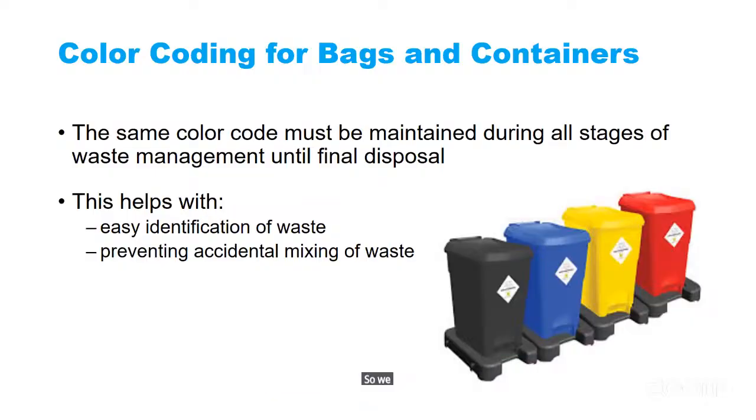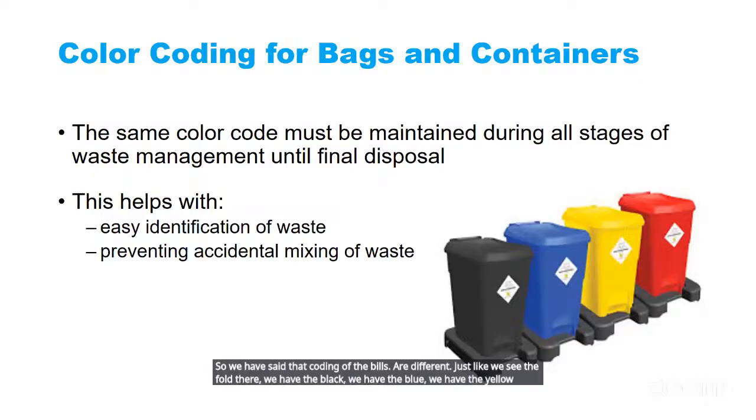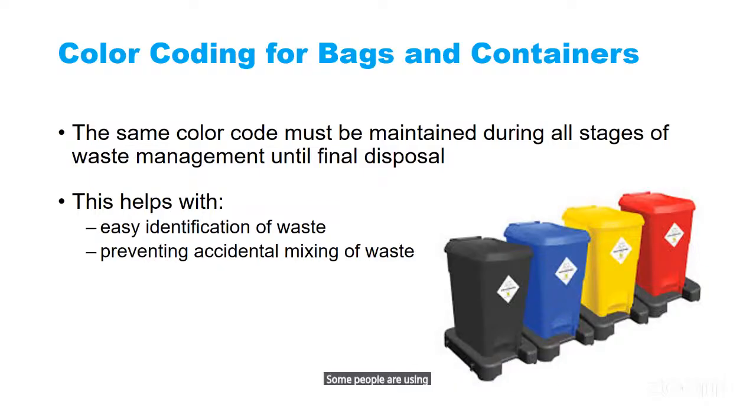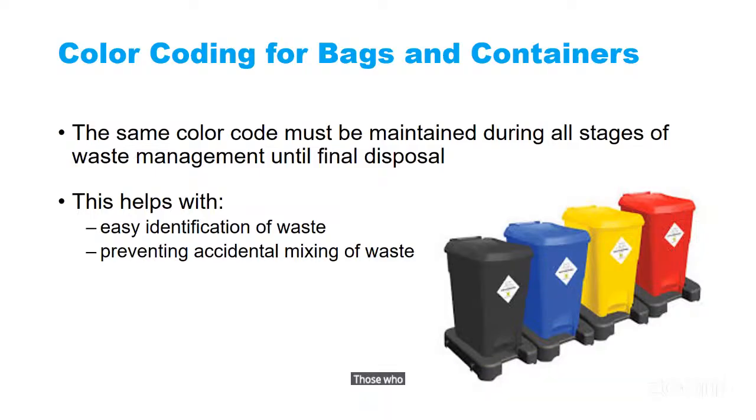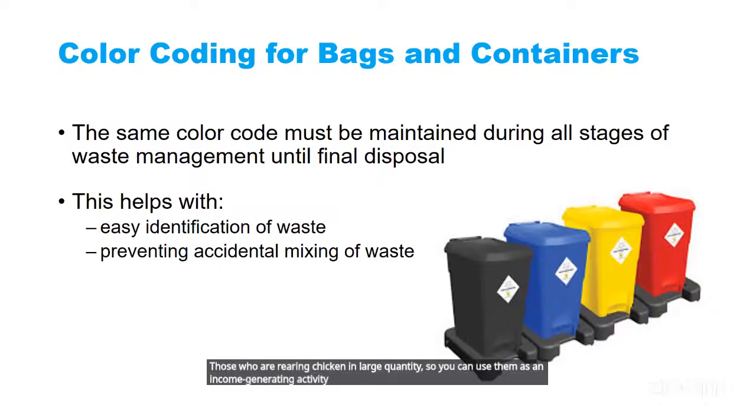So we have said that the coding of the bins is different. Just like we see the four there, we have the black, the blue, the yellow, and the red. I know we are more familiar with the black, red, and yellow, but the blue one, the clear one, is coming in because some people are using them to segregate food items. Some people are using them to segregate bottles. Because food items can be recycled. For those who are rearing pigs or chicken in large quantity, you can sell to them. So you can use this as an income generating activity within your hospital setup.